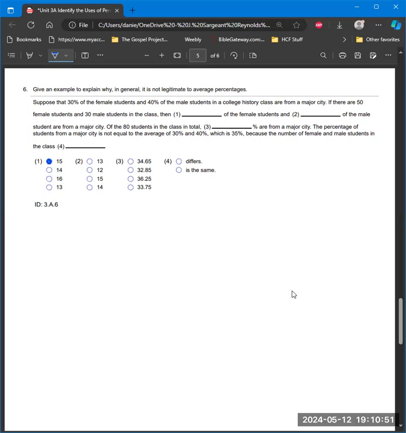And then let's see, we want to find 40% of the 30 male students. So that's going to be 12 are from the major city. Of the 80 students in the class in total, 15 plus 12 should be 27.